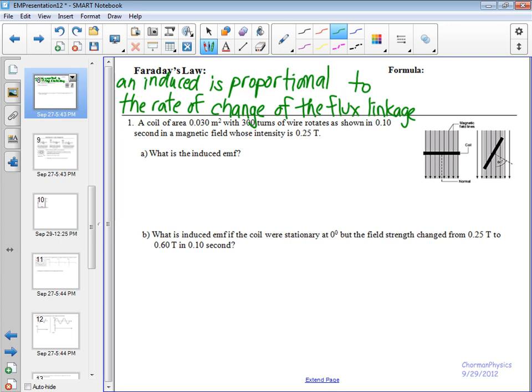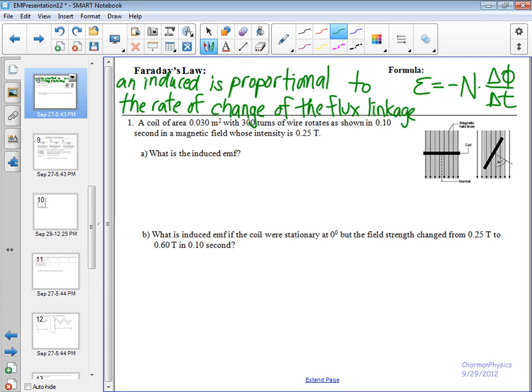So remember, the flux linkage is just N times phi. Since N is constant, we can rewrite this as the EMF induced is equal to negative N times delta phi all over delta t. Now that negative sign is incredibly important. It deals with Lenz's law. We're not going to get to it in this video. We'll talk about it next time.